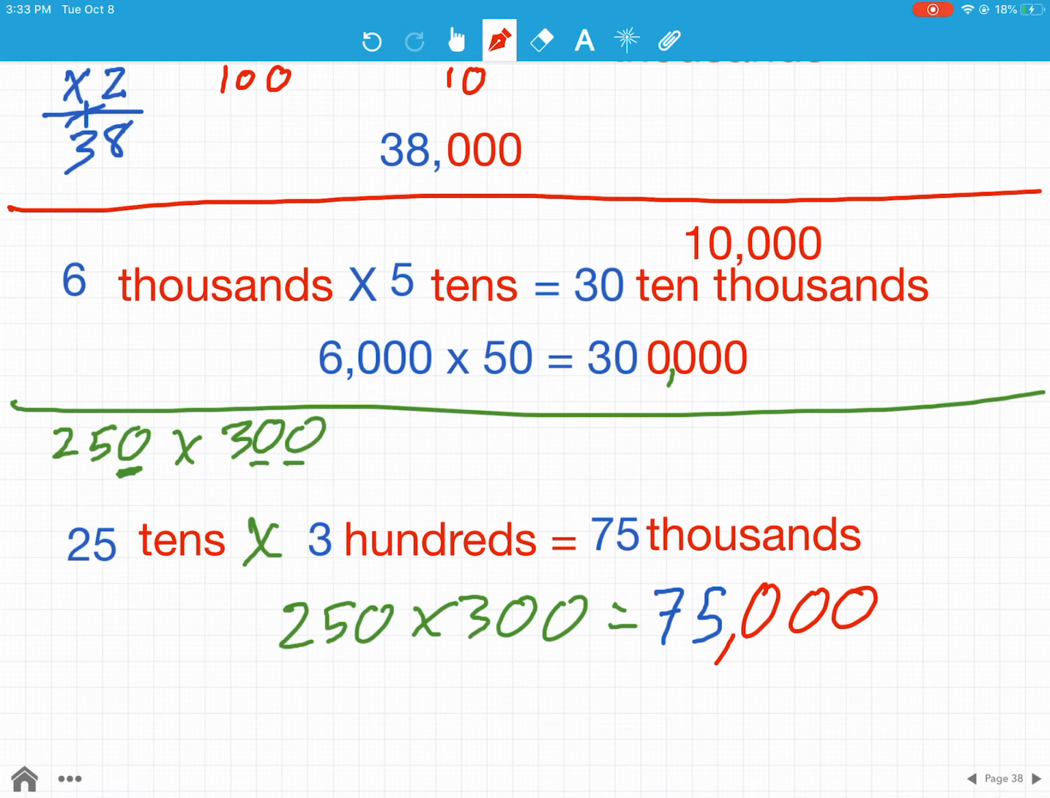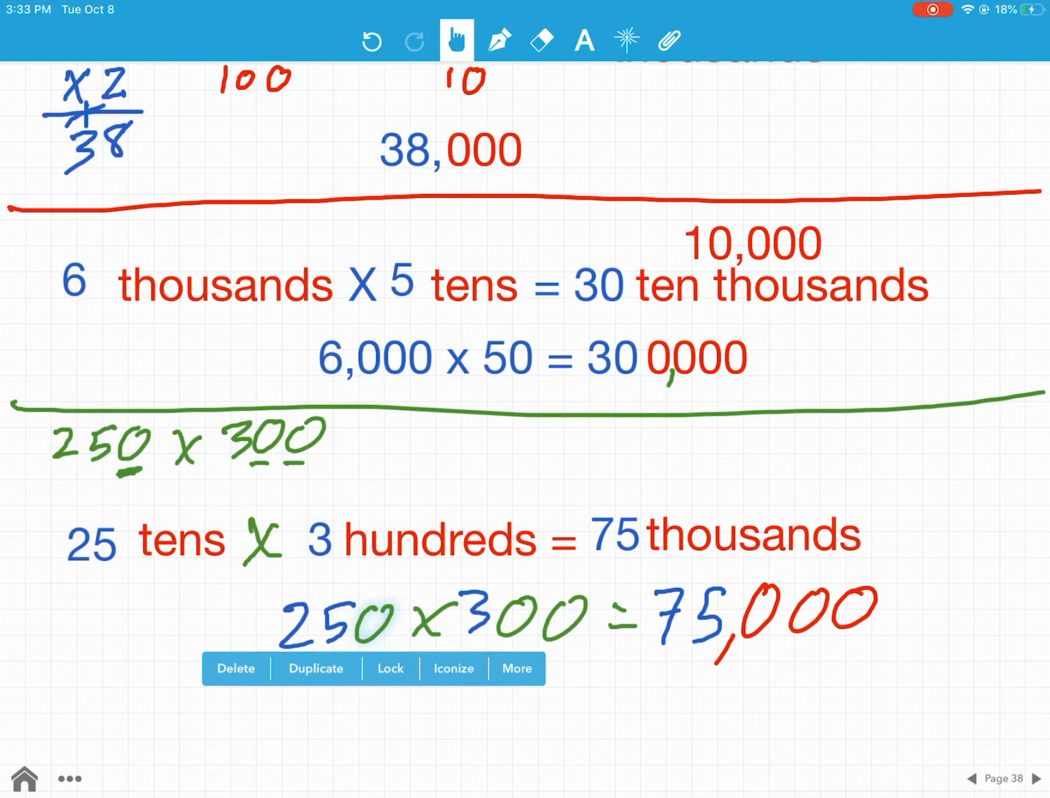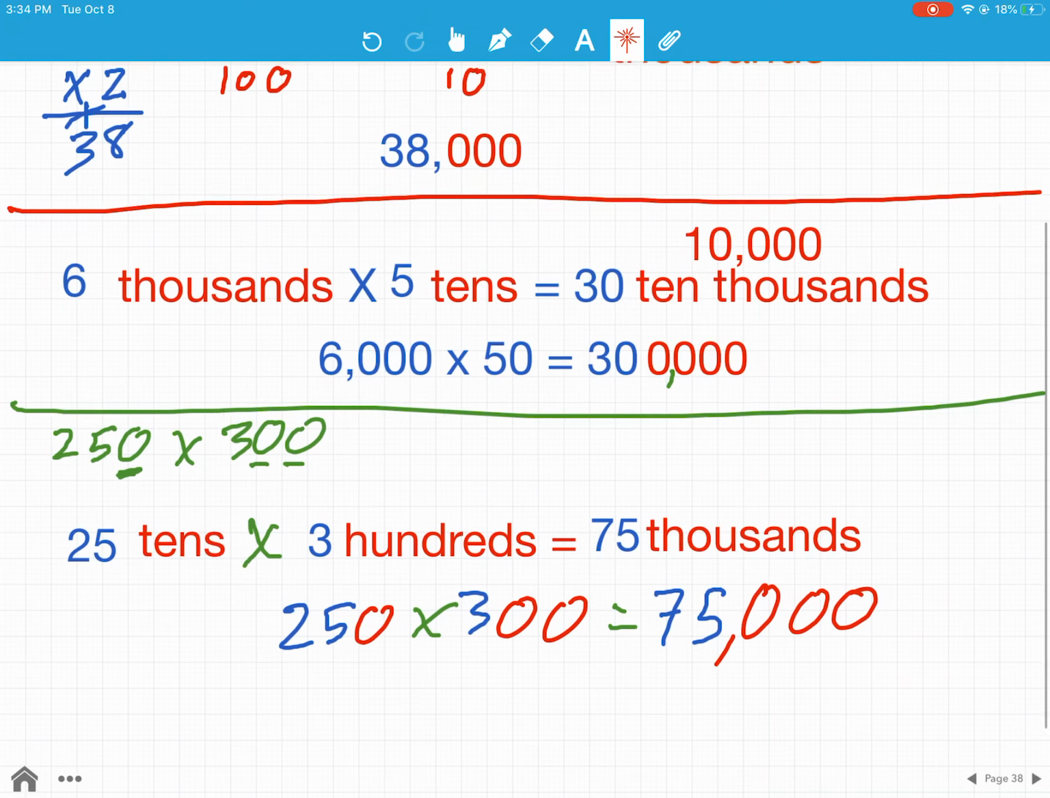All right, hopefully you see our 25 here and our 3. And these are our zeros. 1, 2, 3. 1, 2, 3. Okay? Alright, so here we go.